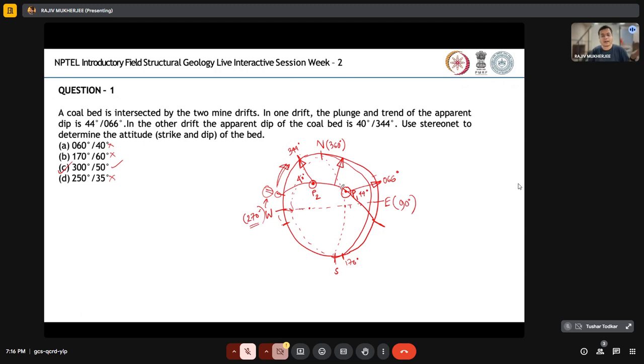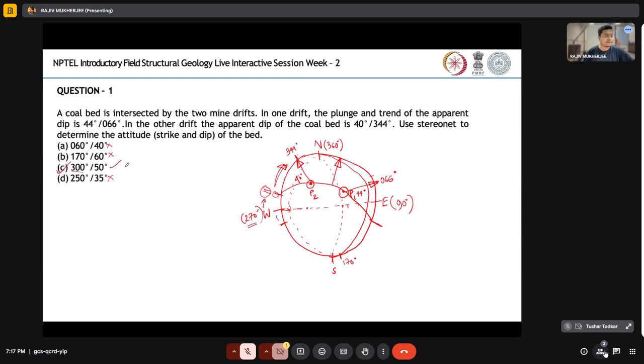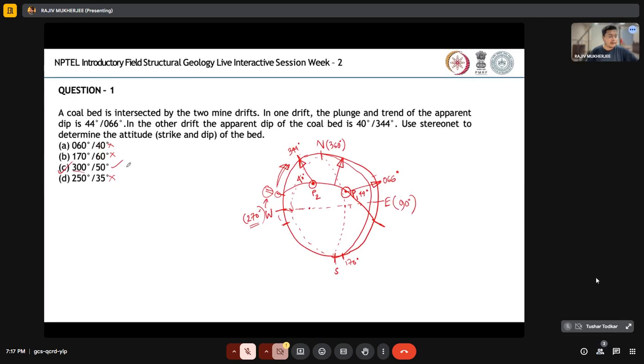So if it is greater than 40 degrees, then obviously 50 degrees is the right choice, and most definitely 300 is the appropriate strike from which the plane has to be constructed, right? So option C is the correct answer. So we solved the first question. Then let us move on to the second question.